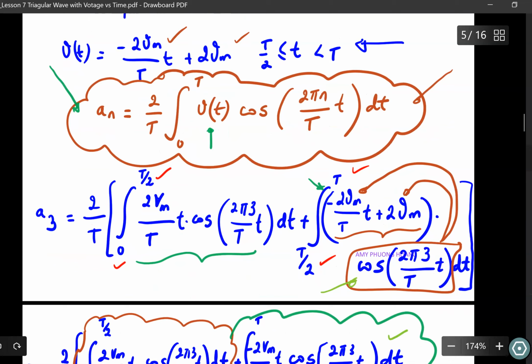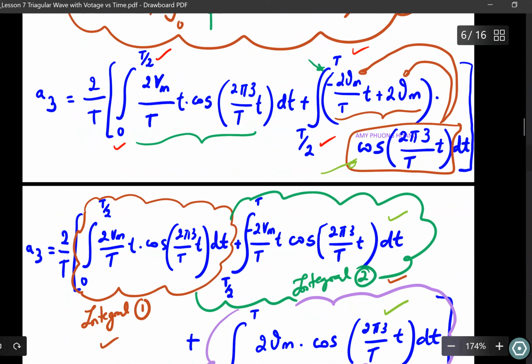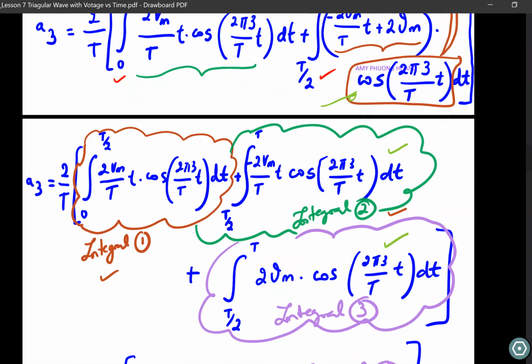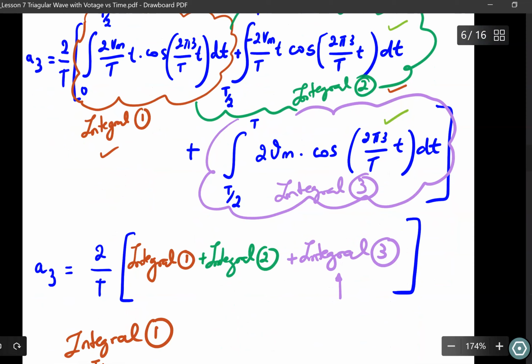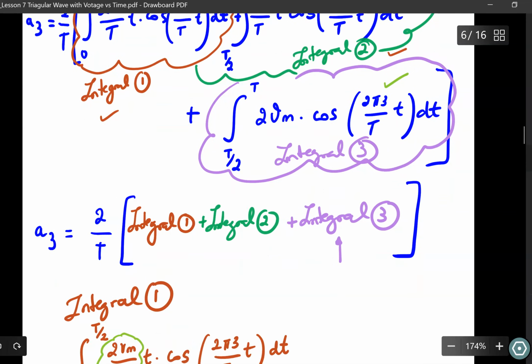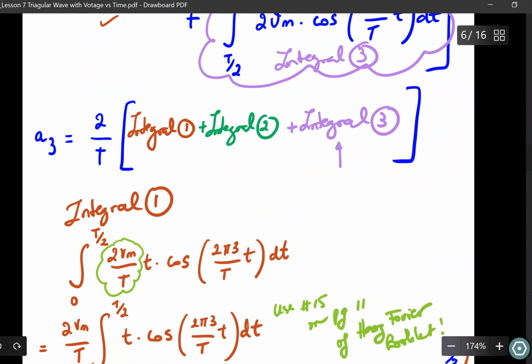In this particular part of the interval right here, what you have is a binomial as your V(t). So you have V(t) having 2 terms. These 2 terms are multiplied by cos of this argument. So you have to expand by multiplying this cos inside the bracket. As a result of multiplying this inside the bracket, you end up with 2 integrals to work with. So in this case, now you have 3 integrals to integrate. And what we did, we integrated each one individually, and then we substituted back into our statement for A3.